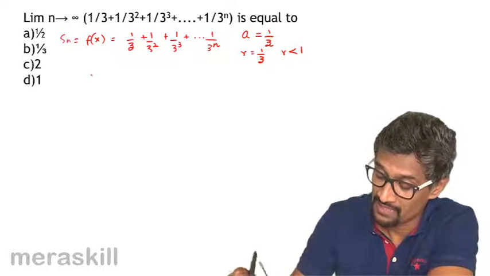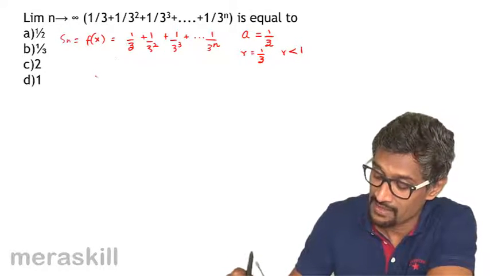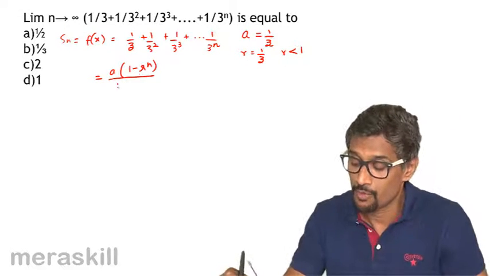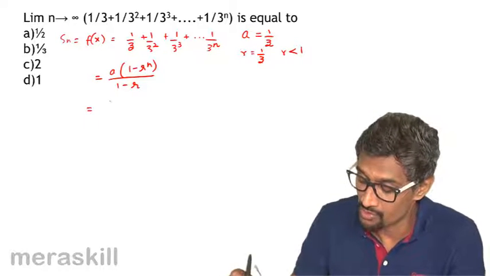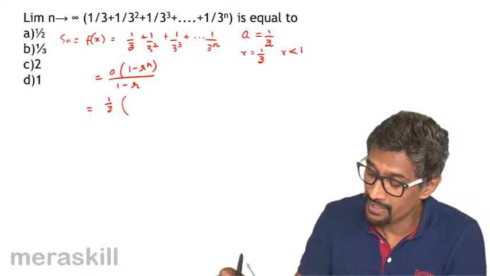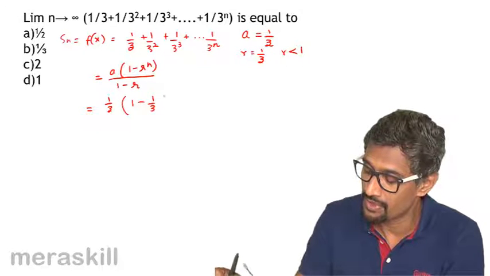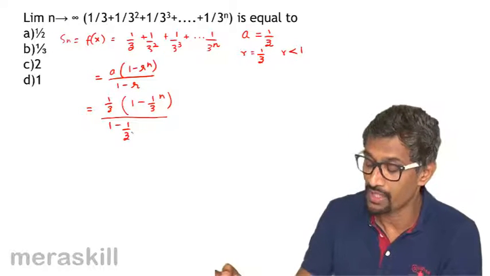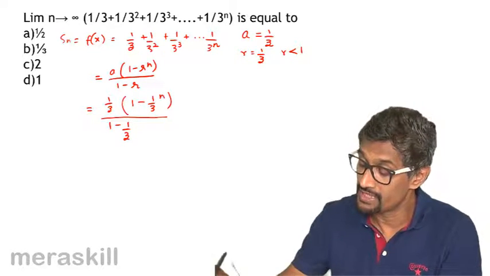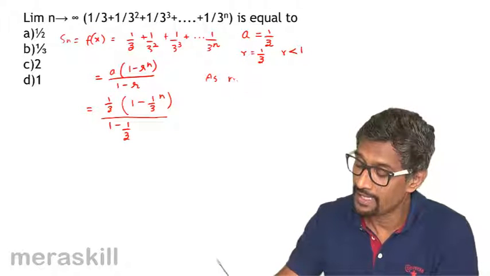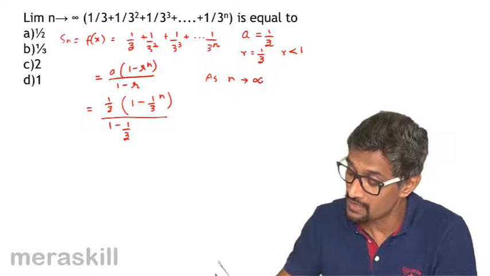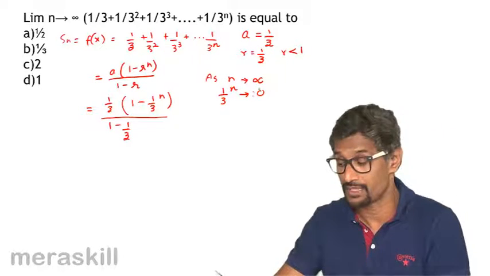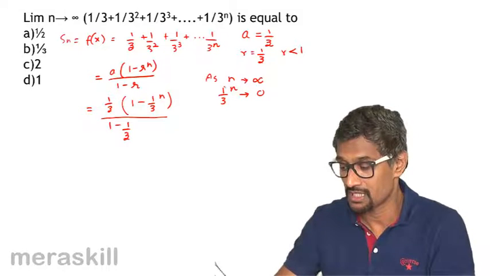So in that case, Sn is nothing but A into 1 minus R raised to n upon 1 minus R. So A is going to be 1 by 3 into 1 minus 1 by 3, the whole raised to n, upon 1 minus 1 by 3. Now you see that as n approaches infinity, 1 by 3 raised to n will approach 0. As we did earlier, 1 by 3 is just 1 by 3.